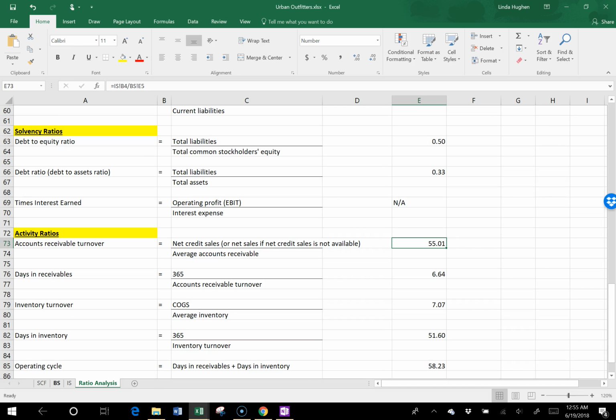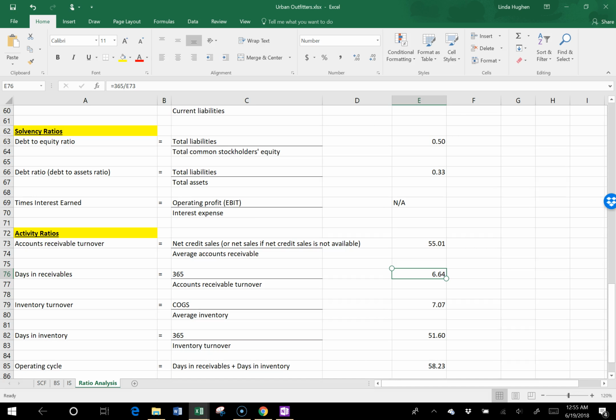We can convert that into a number that makes a little bit more sense by taking 365, dividing it by the accounts receivable turnover in order to get the average number of days of sales that are sitting in accounts receivable, and we see that that's 6.64. You can access this spreadsheet in Blackboard and look at the formulas, and I suggest that you work through these calculations on your own just to get comfortable with them.